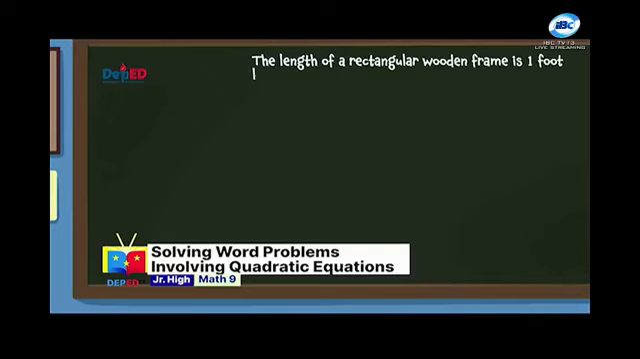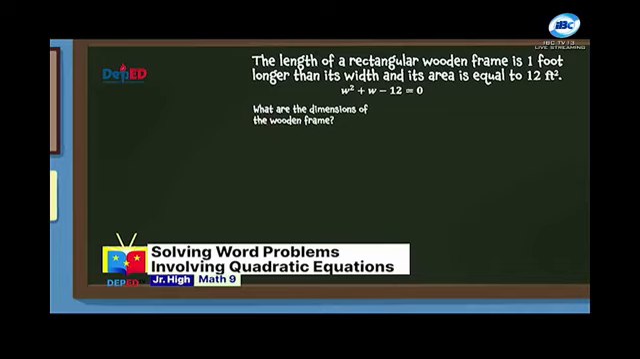Now let's see the first verbal sentence again. We were able to translate this into the equation w squared plus w minus 12 equals 0, where the variable w represents the width of the wooden frame. Now, a question that is connected to this verbal sentence could be this: what are the dimensions of the wooden frame? This means we have to identify the length and the width of the wooden frame.